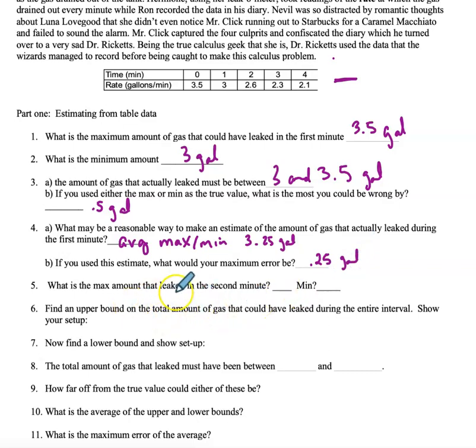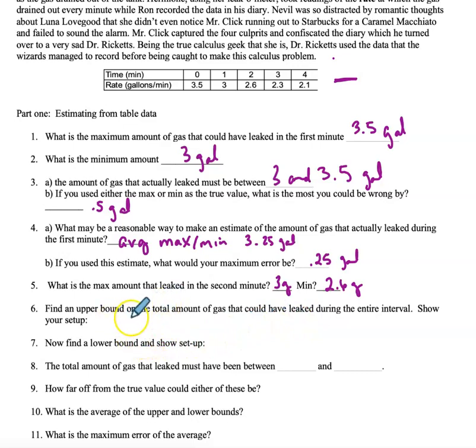So what is the max amount that could leak out in the second minute? Well, the second minute is from minute 1 to minute 2. The higher rate here is 3 gallons per minute. So if we stayed at 3 gallons per minute for the entire minute, we could have lost 3 gallons in the second minute. Or the minimum that could have leaked out is this rate of 2.6 gallons per minute. So at minimum, they drained 2.6 gallons out of the tank in the second minute.